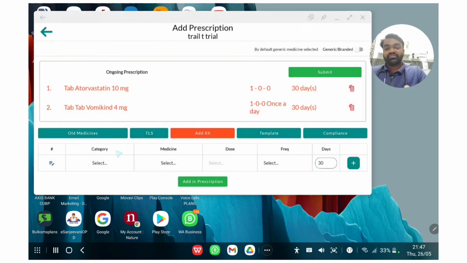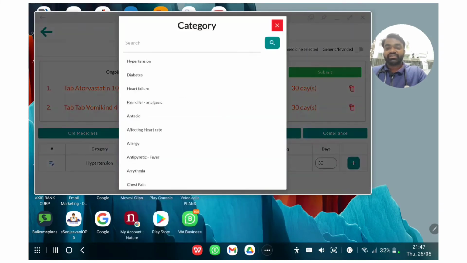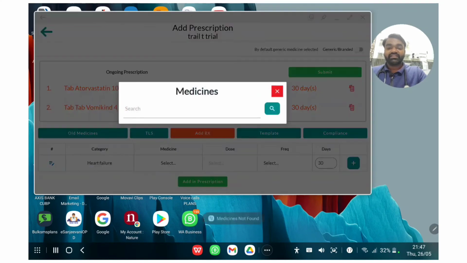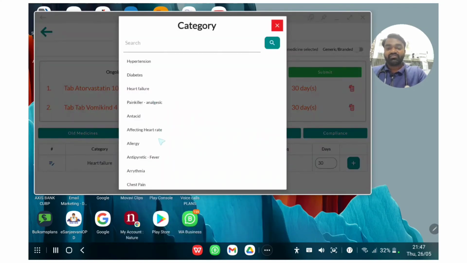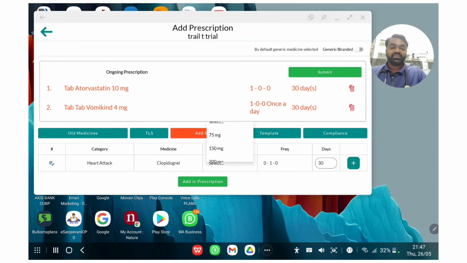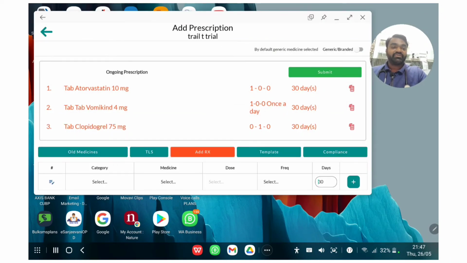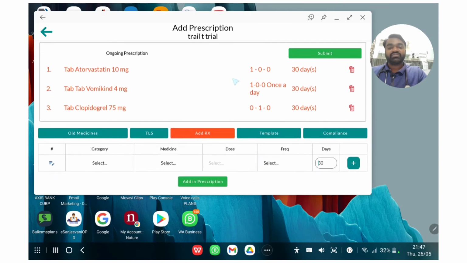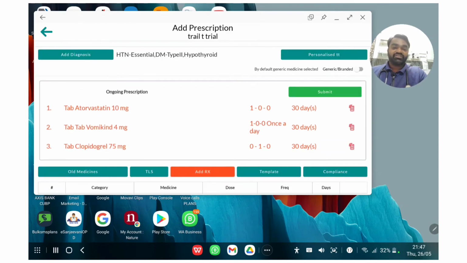But before going ahead for the medicine, you have to choose any of the categories. If the medicines are not found, it reflects that medicines are not found. Let me show you. Heart attack medications: you will get antiplatelets over here, the clopidogrel, with the minimum dose and maximum dose, and that can be added into the prescription. So this way the prescription is added for the patient.